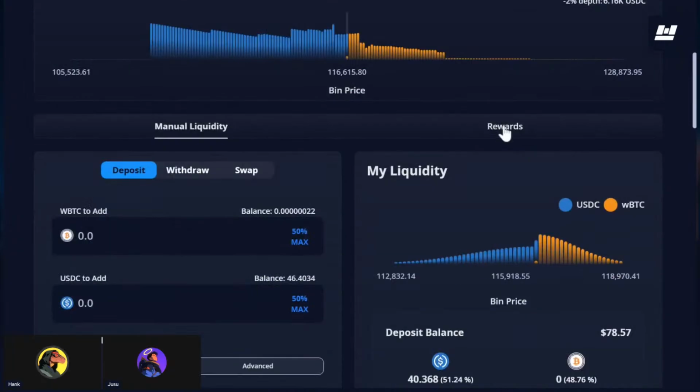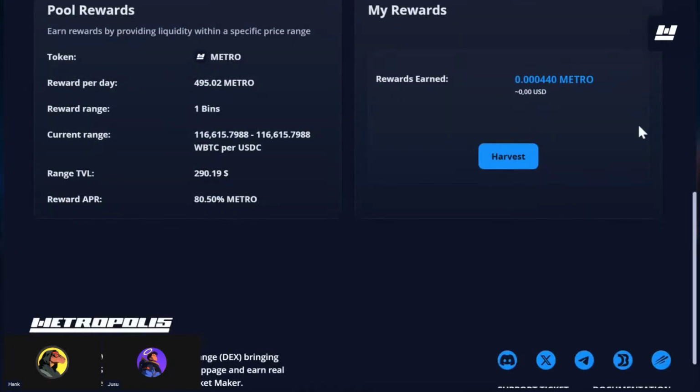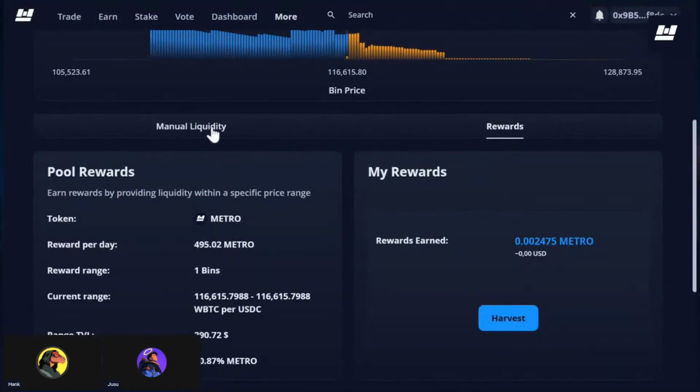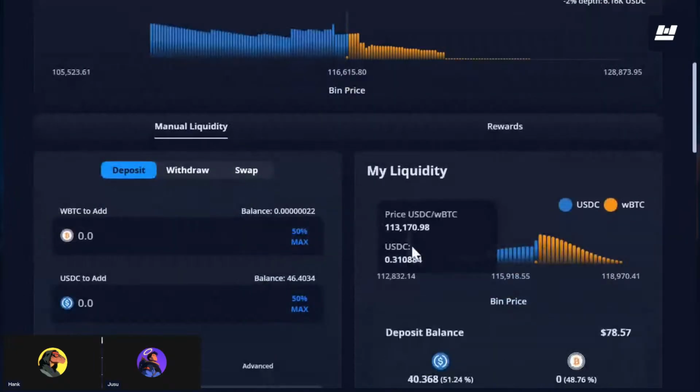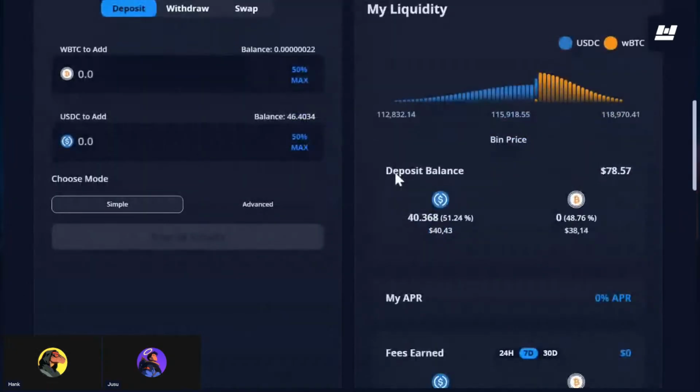And here, maybe for rewards, I could always harvest Metro rewards if they're incentives, and I can see here more information about how much Metro is being emitted in this specific pool. And this is also seen up here. So you can also see that in the graph up here. Okay. I think this was a good curve.